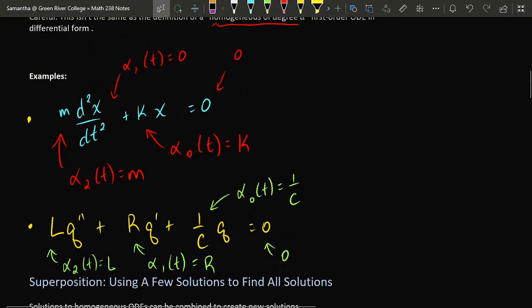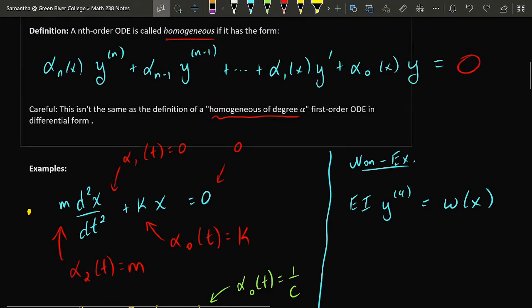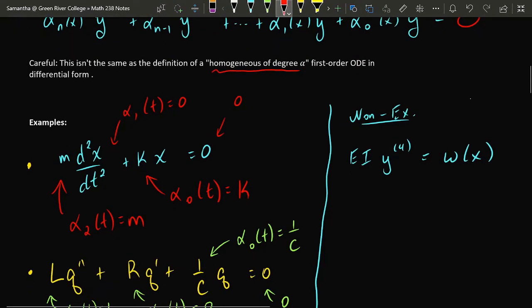For some non-examples, for some ODEs which were not homogeneous, we had the other two ODEs that we saw yesterday. The one corresponding to the deflection of a beam, for example, is not homogeneous because we have a function of x which is not multiplied by any y's. Here, all the functions of x are multiplied by y. There are 0 functions of x that are not attached to any y's. So this is not homogeneous because of the function w of x representing the load.